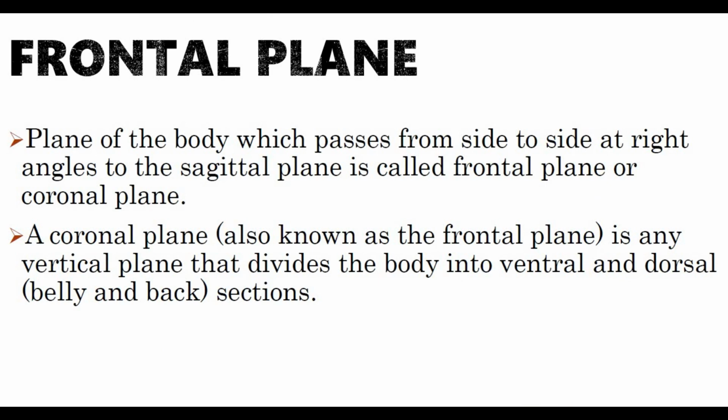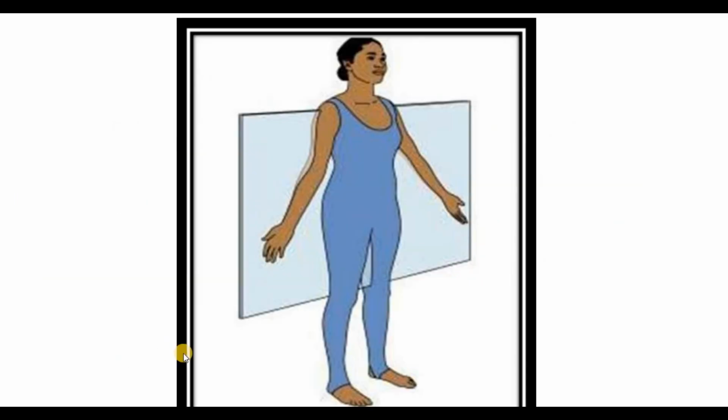So next we are moving to the frontal plane, the plane of the body which passes from side to side, from left to right direction at the right angles of the sagittal plane. It's called as frontal plane. It's perpendicular, so it is opposite to the sagittal plane, okay. Frontal plane is also known as the coronal plane. The coronal plane is any vertical plane that divides the body into ventral and dorsal sections, that is your anterior and posterior sections, or just call them as belly and back sections. So as you can see in this picture, it passes from the left to right, it divides the body into anterior and the posterior parts and the belly and the back part.